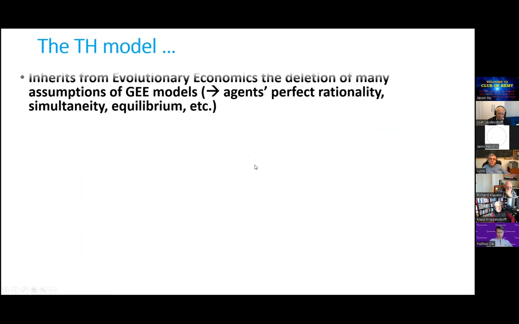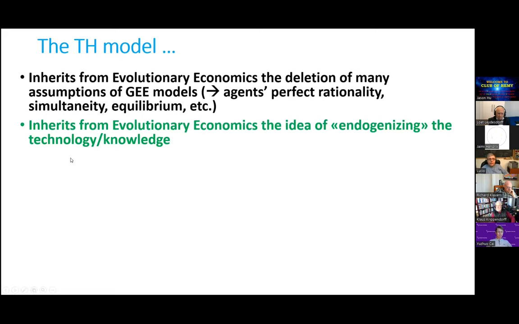Now, the triple helix, what does the triple helix model do? It inherits from evolutionary economics the deletion of many unrealistic assumptions of general economic equilibrium, what we have seen. So no more perfect rationality of agents, and the logic is no longer that of simultaneous equations. Equilibrium is no longer the goal and the requisite of the model, and so on for a lot of other assumptions. Further, the triple helix model still inherits from evolutionary economics the idea of endogenizing technology and knowledge. So they are no longer considered something extraneous, outside the model; they must be part of the model, part of the explanation.